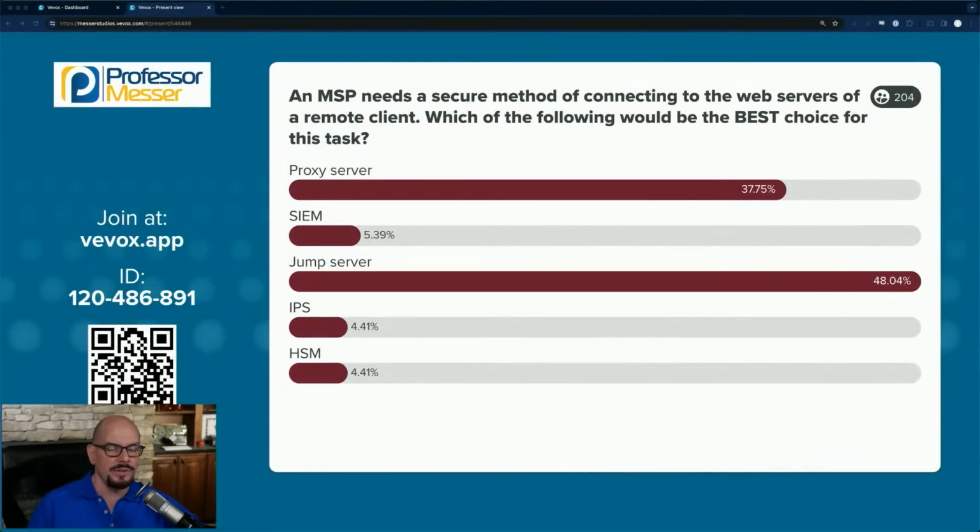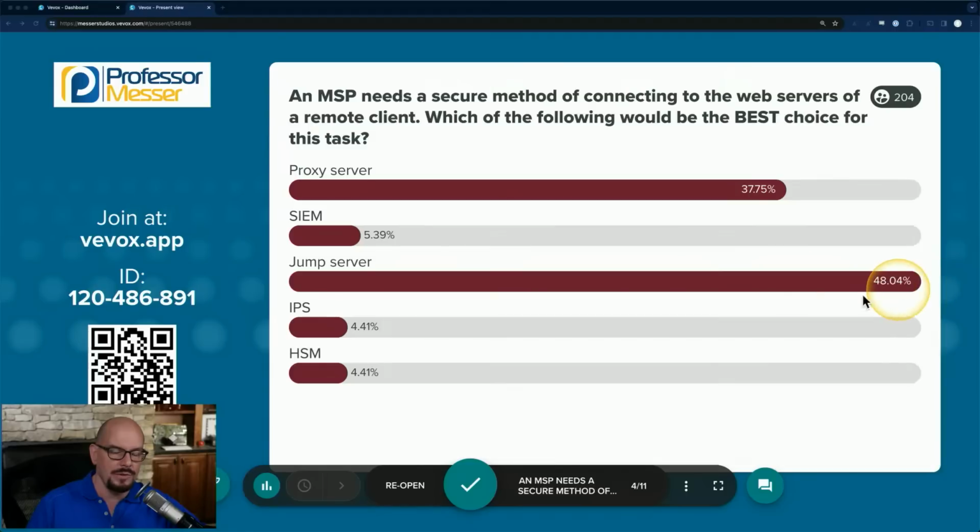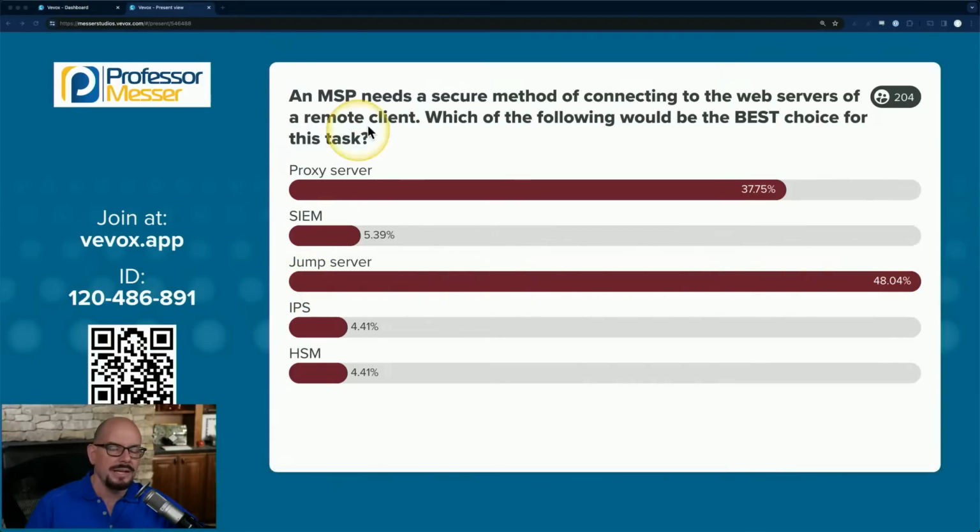And indeed, jump server is the correct answer. 48% of you got that one absolutely right. Now, we have a large number, 37% said proxy server. And I think a lot of people thought, well, they're connecting to a web server, so they could use a proxy. It's just an automatic thought.